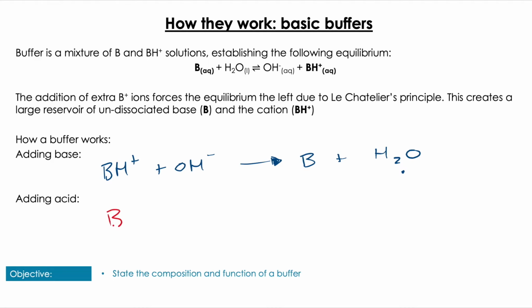Conversely, if we add acid, the acid is going to react with our base, and that is going to form more BH+ and also some water. Once again showing that either with the base or the acid we are neutralizing, and at least for the additions of small amounts of acid or bases, we're forming more water and thus resisting the change in pH.